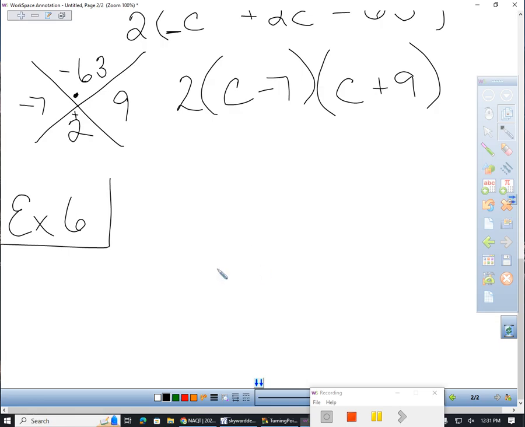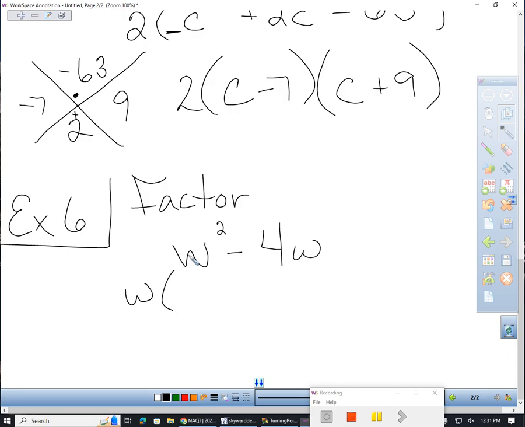What if we had something like, I want you to factor w squared minus 4w. First step is to take out the greatest common factor, which is what? 1 what? 1w we can take out, right? I can take out a w out of both of those terms. So I'm going to put my w in front. If I take a w out of this one, it leaves me with w. If I take a w out of this term, I'm left with negative 4.